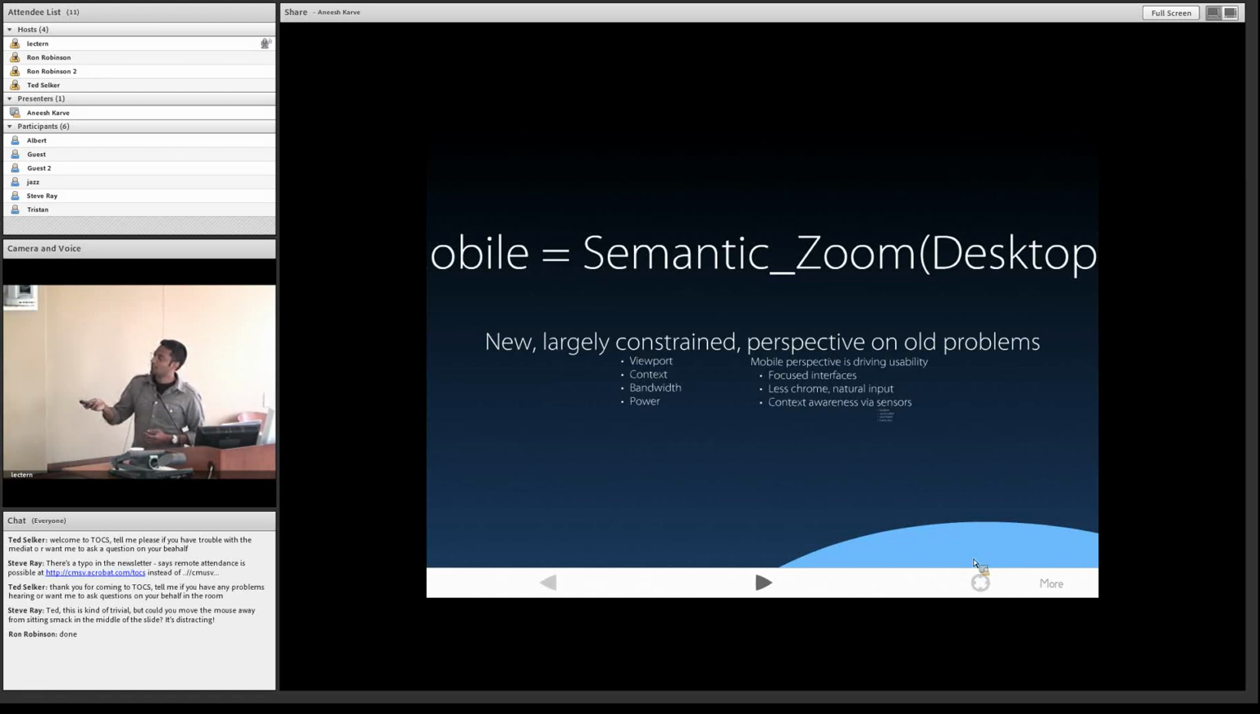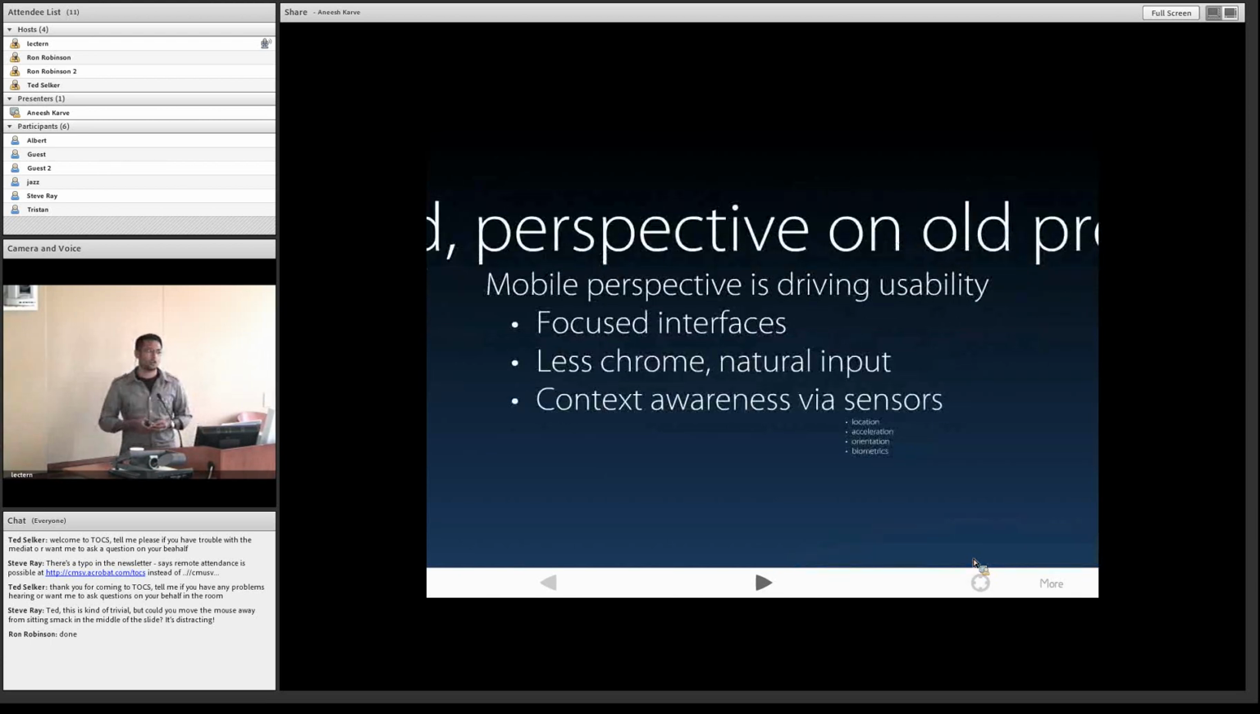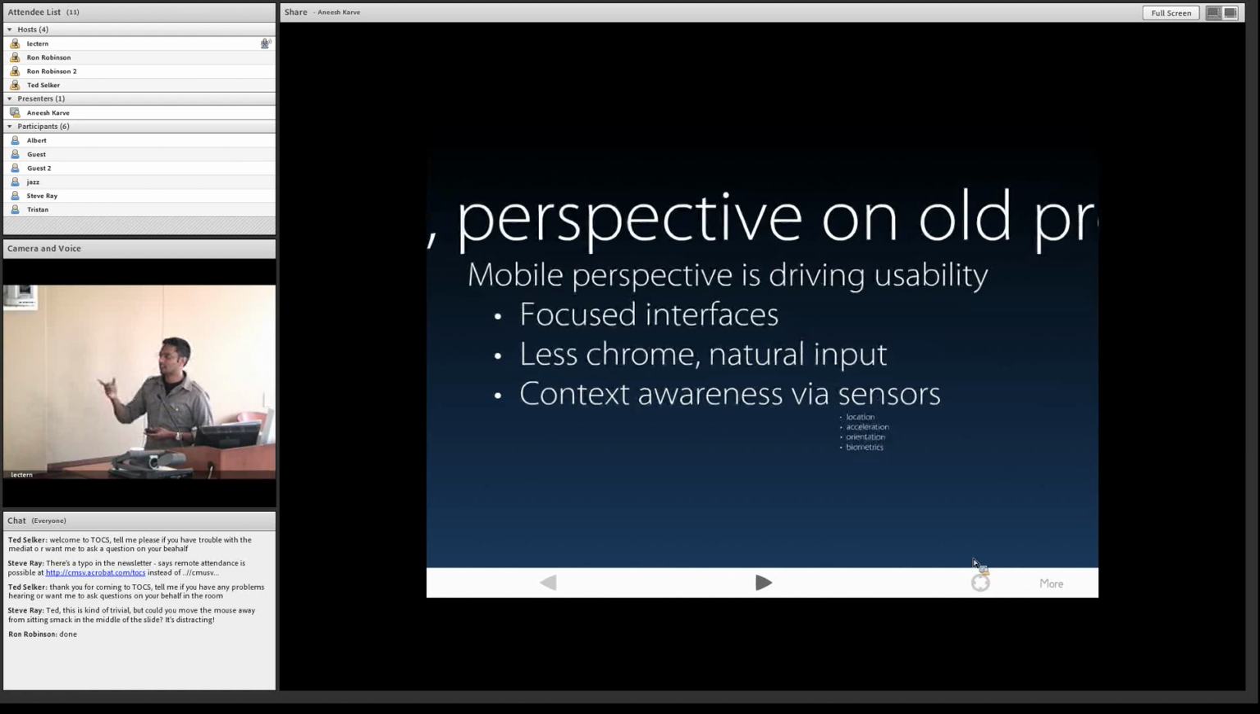So now we talked about the constraints, and now I want to talk about the power of a perspective. Earlier in the talk, we talked about problem setting. Where you set the form context boundary has a tremendous influence on the result that you get. And so what I've tried to show here is that mobile is driving usability through more focused interfaces, reducing the amount of user interface chrome that's needed, relying on natural interfaces that don't require as much in the way of explicit affordances, and has enhanced context awareness via sensors.